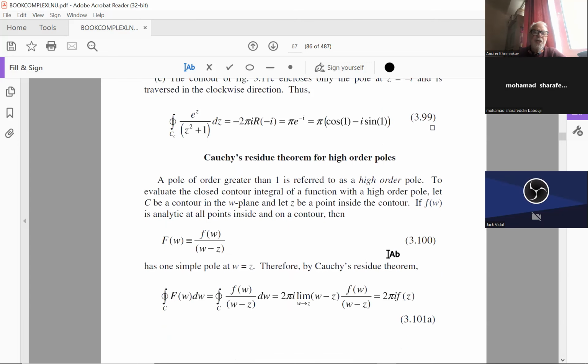Then our next topic, during our next lecture, would be the Cauchy residue theorem for high order poles. So the pole which has high order.